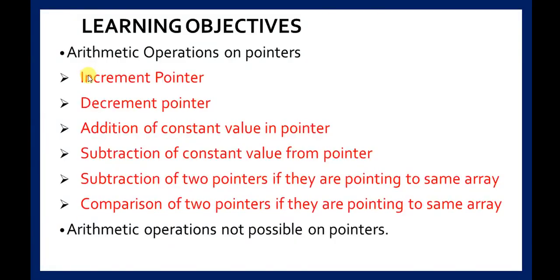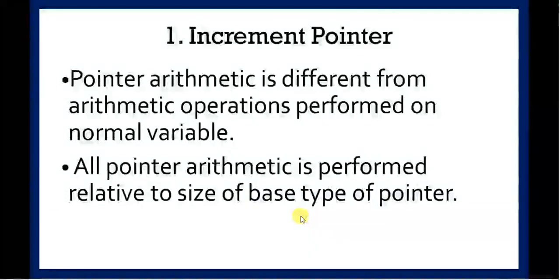Now we will see what the valid operations on pointers are. We can increment or decrement a pointer. We can add a constant value to or subtract a constant value from a pointer. We can also subtract or compare two pointers if they are pointing to the same array or are of the same type. We will also find which operations are not possible on pointers. Let us see the first operation, increment a pointer.